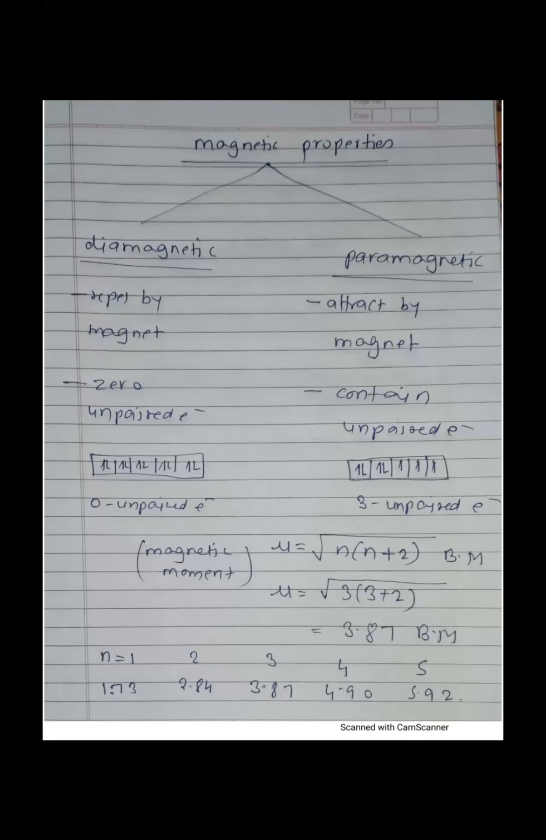Yes, Satakshi, they will come under paramagnetic substances, but they can also be called ferromagnetic because their magnetic moment will be very high. Magnetic moment mu equals the square root of n(n+2) Bohr magneton. In the given example, we are taking the unpaired electrons as 3. So n is the number of unpaired electrons.